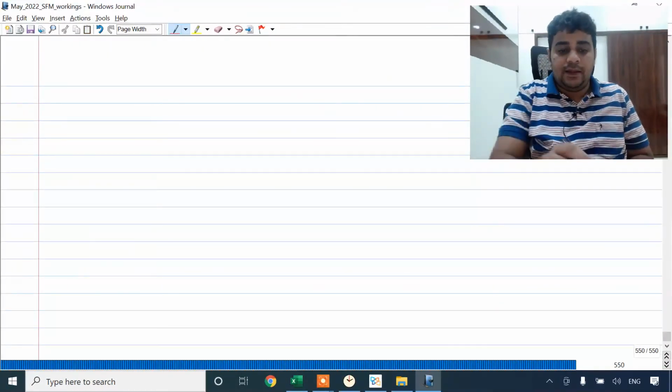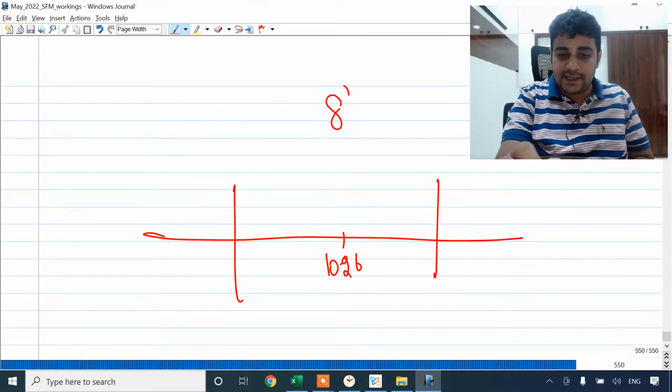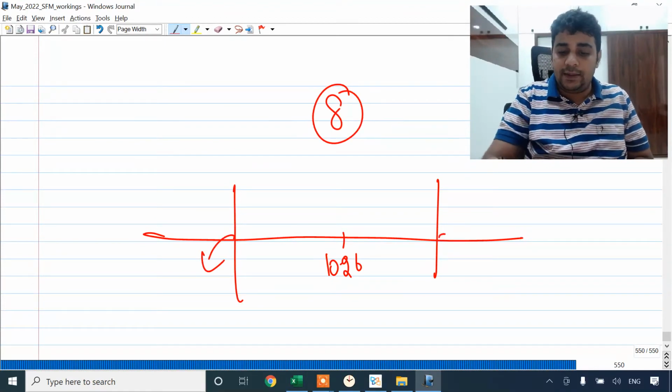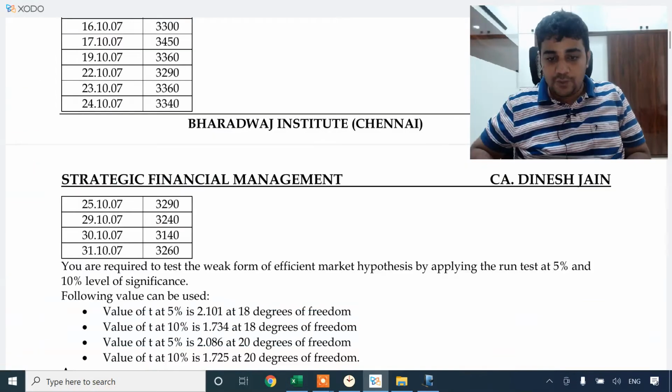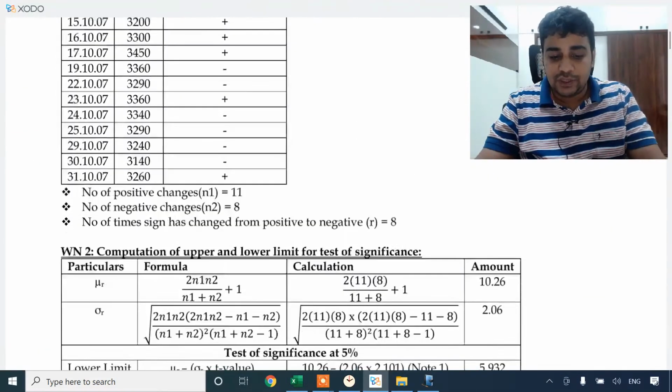Basically, 10.26 is the average. You can go slightly this side, slightly this side. The number of runs is 8. Now, what is that limit? Lower limit and upper limit is what we are trying to find. For that, you will have to do the standard deviation. Standard deviation is something you'll have to remember the formula for.